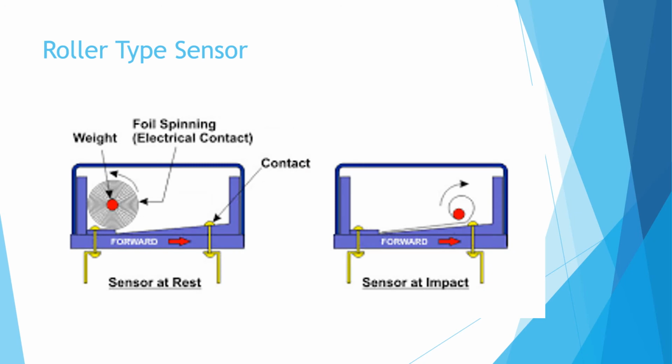Next is roller type sensor. The roller type sensors are shown in this figure. This roller type sensor involves a weight connected to a coil spring component. Like the mass type sensor, during impact with an oncoming vehicle, the metal weight is forced forward, which alters the tension on the coil spring to manipulate the electrical circuit that closes off the sensor contact.